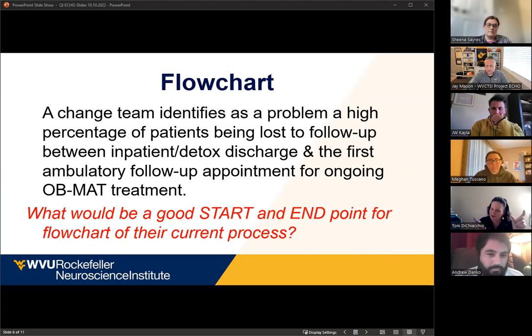Because the starting point and the end point are the most important parts of deciding what you're going to flow chart. So if the problem is lost to follow-up between detox discharge and first appointment, where would you flow chart the start and end point for the process? The end point is actually the easier one of the two. I would think the starting point would be a discharge. The starting point could be a discharge, absolutely. And the end point?